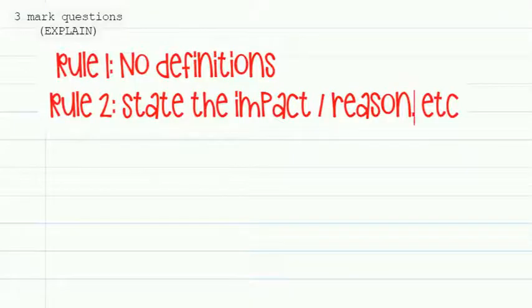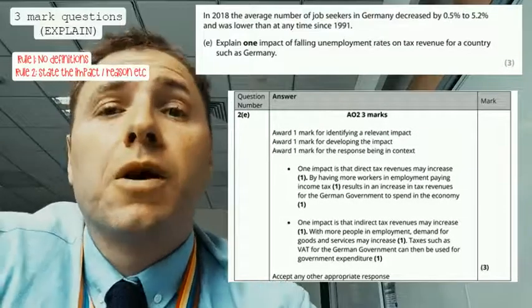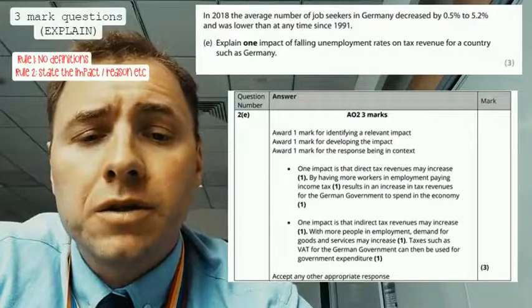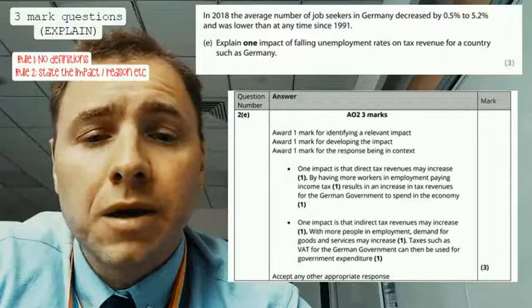Rule number 2, state the impact or the reason. This quite simply gives you 1 mark. The other 2 marks are now gained from explaining your answer. So you've stated the impact and now you are actually explaining the answer.